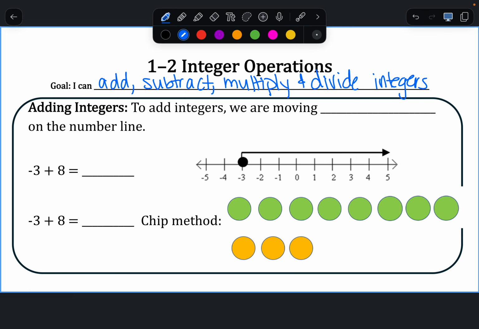Okay. Do you have to use either of these strategies? No. But you can. Okay. So I am going to have you work with the chips for a couple problems just to kind of get used to what our brain needs to be thinking about. Okay. So take those positive chips. Count out 5 positive chips. Count out 2 positive chips.